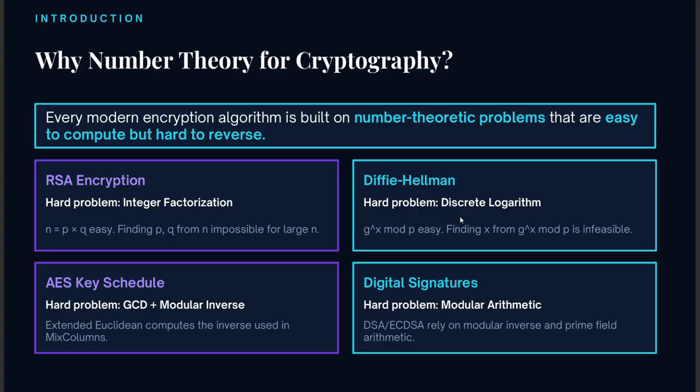Now look at Diffie-Hellman. Here we compute g raised to x mod p. Again, computing this value is easy, and reversing it, that is, finding x from the final result, is computationally infeasible. This is called the discrete logarithm problem. Even digital signatures and AES internally depend upon modular arithmetic, inverses, and prime field operations. So, before learning advanced cryptography, we first need to understand the mathematics behind it.